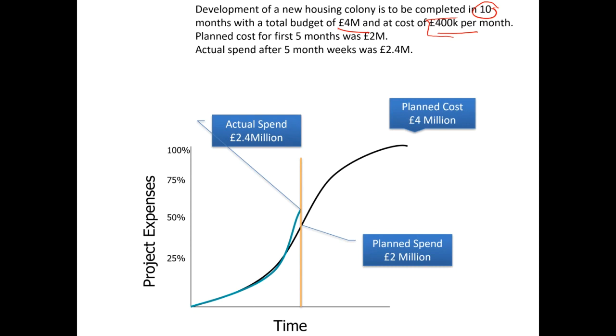Now, the planned cost for the first 5 months was £2 million. This planned cost is also referred to as the planned value or budgeted cost of work scheduled. However, the actual cost, which, if you are using software, the term we use is actual cost of work performed, after 5 months was £2.4 million.